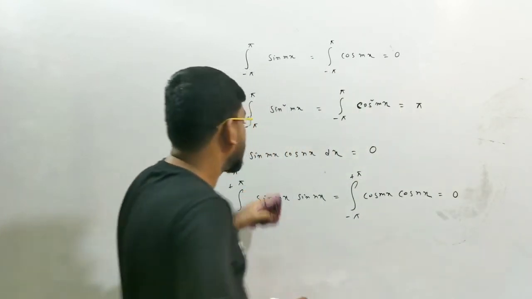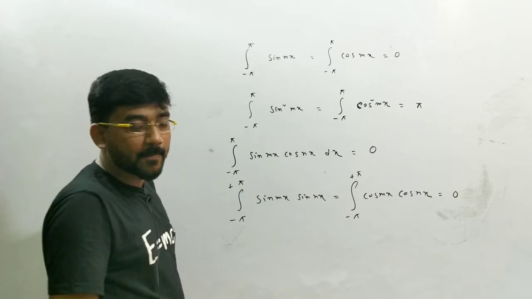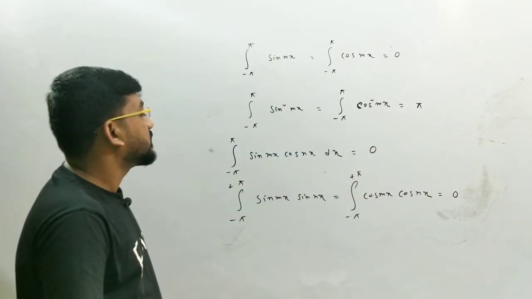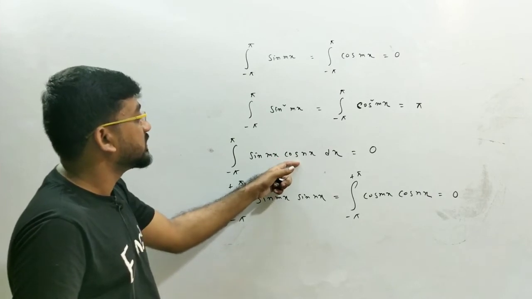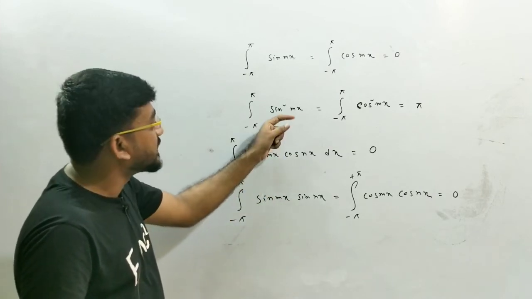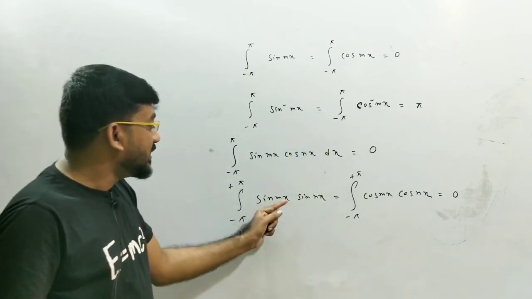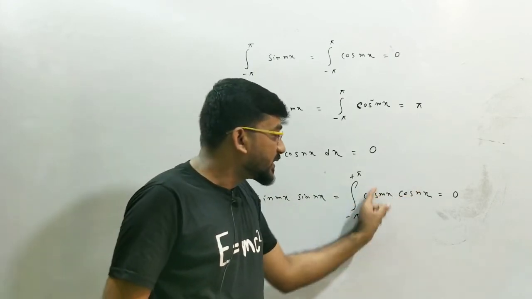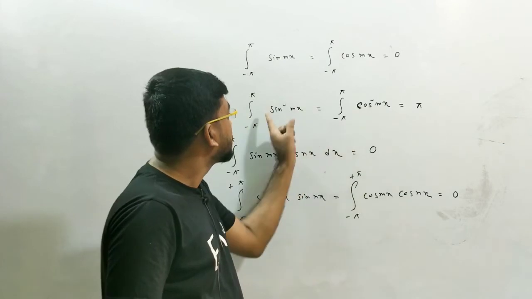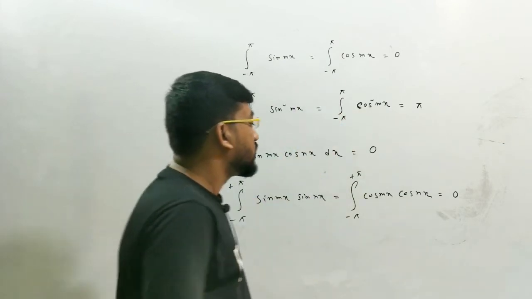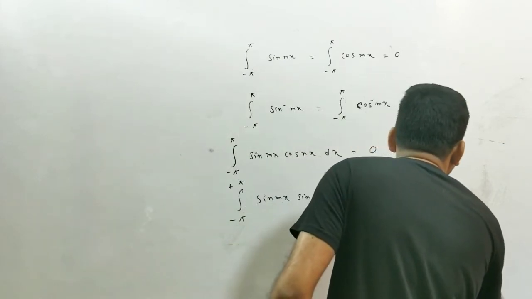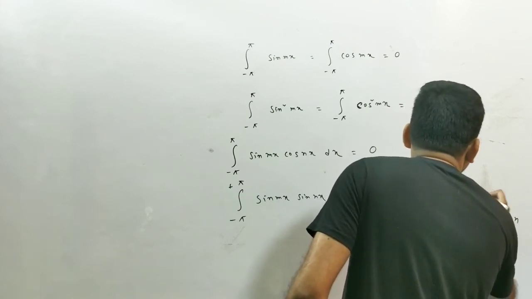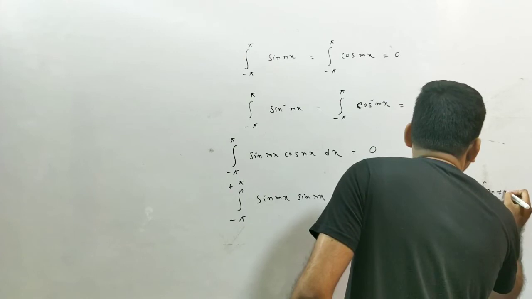If these are different, sin mx and cos nx, then this will always give you 0, because sin and cos are different, so this will never be like sin square or cos square. But for sin mx sin nx, if m is equal to n, you will get sin square here. If m is equal to n, you will get cos square here. So that will be similar to this kind of situation. So you will get pi if m equals n, and you will get 0 if m not equal to n.